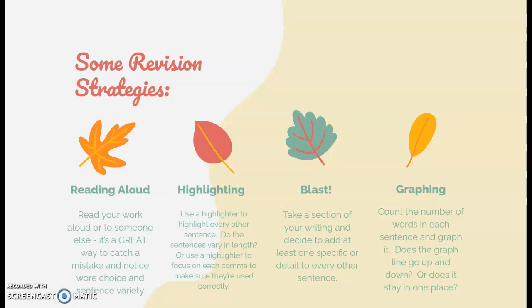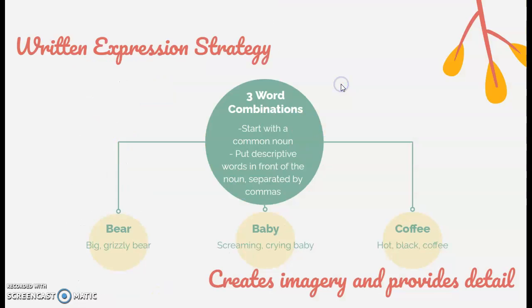Take a blast, take a part of your writing and see if you can kind of explode it. Annie Lamott talks about a 1-inch frame, describing just 1 inch of something. And when you can give that little 1 inch a lot of your attention, it makes it incredibly expressive. Then another strategy I like is graphing, and that's where you count the number of words in each sentence and plot them on a little line graph and see, am I kind of going back and forth? Is everything all the same? Because you want to have some variety, where you have some short sentences and some long sentences.